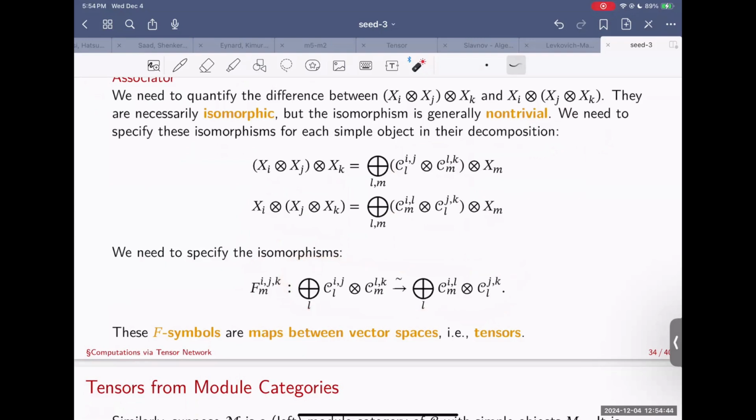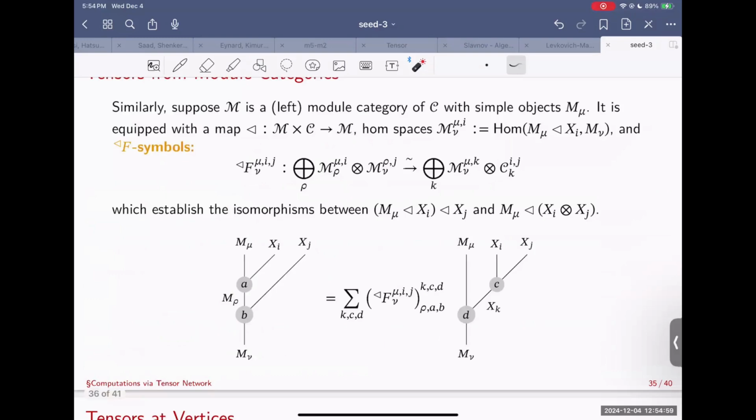And the point is that regardless of which category I'm talking about, these things can come from some arbitrary spherical fusion categories, but these hom spaces are always vector spaces. So these isomorphisms that I'm specifying are always linear maps. In other words, tensors. Similarly, when I have module categories, suppose M is an object in the module category, and these are objects in my input category. Then I can compare this with this, where first X acts on M, and then this acts here. Or I can take the tensor product and then act here. And if I want to establish the isomorphism between these 2 things, again, I have to specify some linear maps.